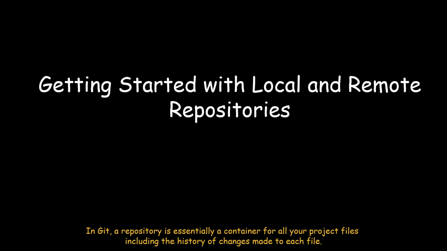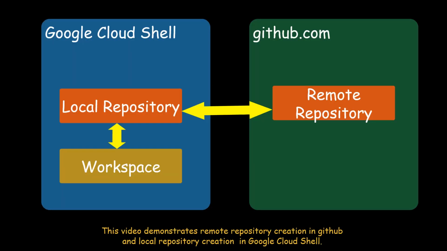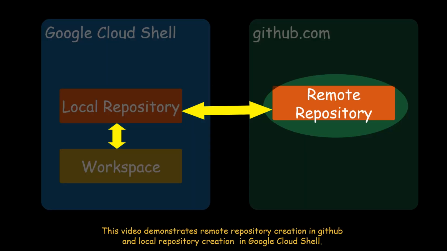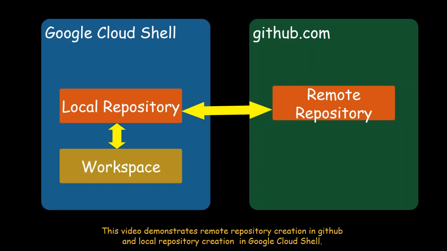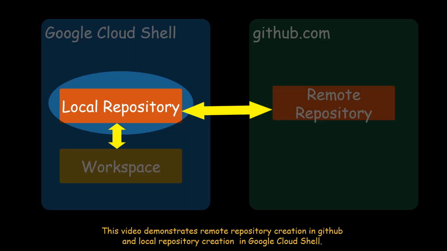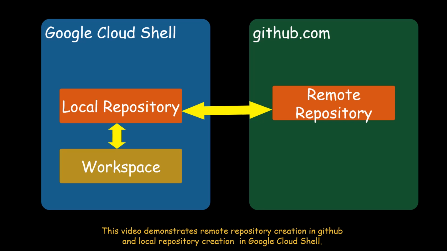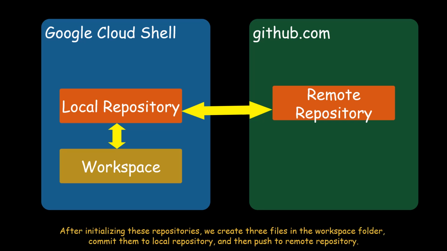In Git, a repository is essentially a container for all your project files, including the history of changes made to each file. This video demonstrates remote repository creation in GitHub, and local repository creation in Google Cloud Shell. After initializing these repositories, we create 3 files in the workspace folder, commit them to local repository, and then push to remote repository.